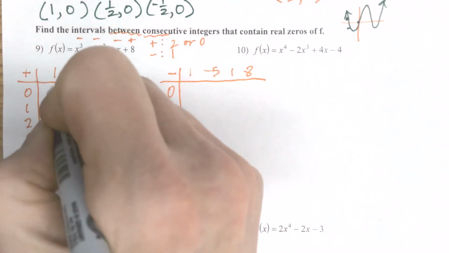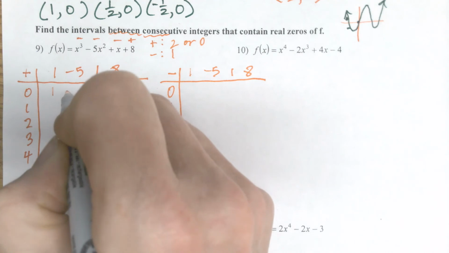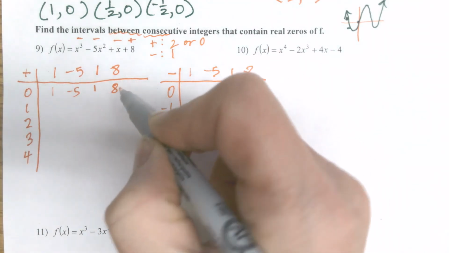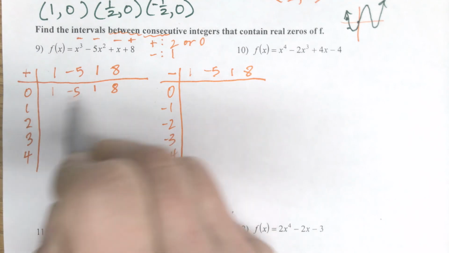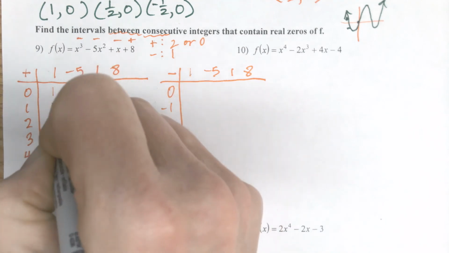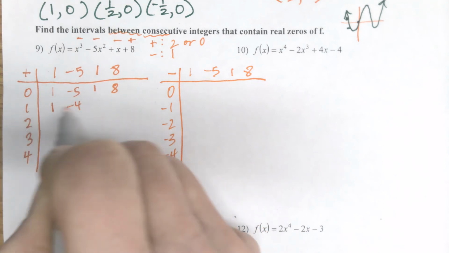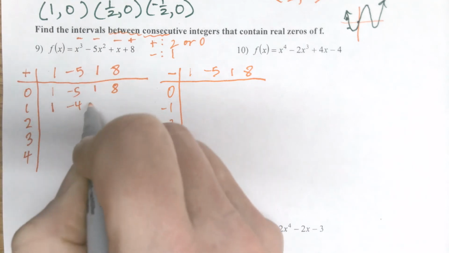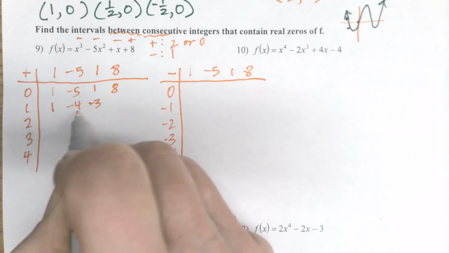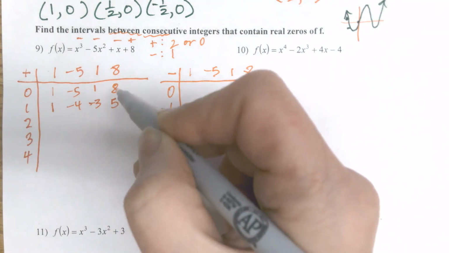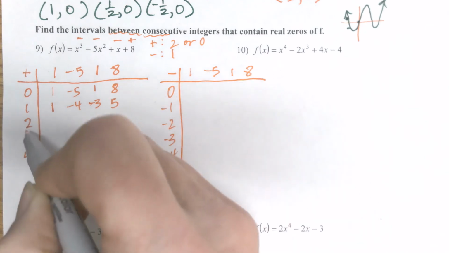So I'll just bring down my first number and multiply and add, multiply and add, multiply and add. And my starting point is 8. 0 is an easy one. It's just going to be a repeat of all those. But then I'll bring this down again, multiply 1 times -4 and add, multiply and add, and notice I'm still positive, so it must not have crossed through the axis. So then I'll try 2.